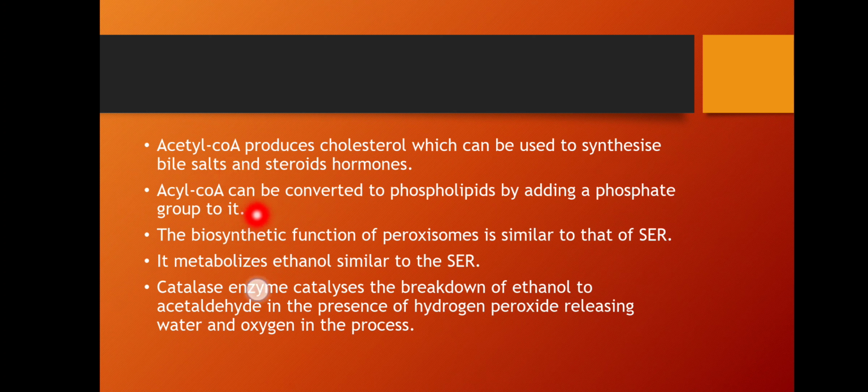Then again, the same acetyl-CoA that is produced. So remember, these are products of what? Beta oxidation. The acetyl-CoA that is produced as a result of beta oxidation is the one being used to form cholesterol, which can be used to produce bile salts and steroid hormones. Then the other product of beta oxidation that we talked about was what? Acyl-CoA. So this acyl-CoA can be converted to phospholipids by simply adding a phosphate group to it.